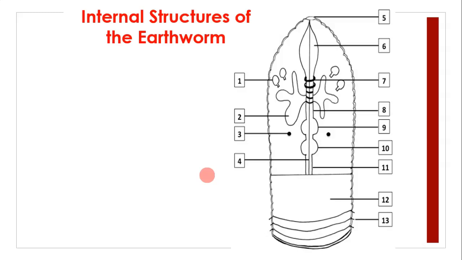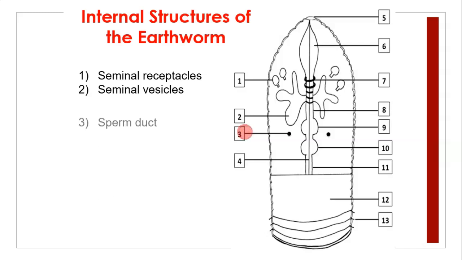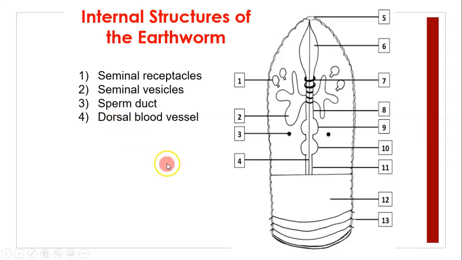Now we have this picture in your notes, and you're going to want to label all of these structures, and there's a lot, and you'll also see these in some of the observations that we make in class next week. So number 1 right here, those are the seminal receptacles for reproduction. Number 2 down here is the seminal vesicles. Number 3 is the sperm duct. Number 4 is the dorsal blood vessels. So remember that direction, dorsal, that's equivalent of like your back. So that's going to be the surface that faces up.